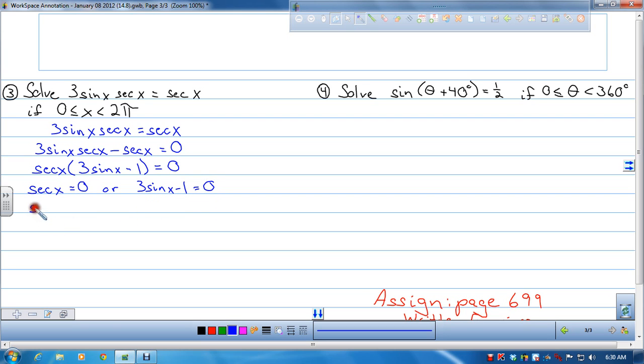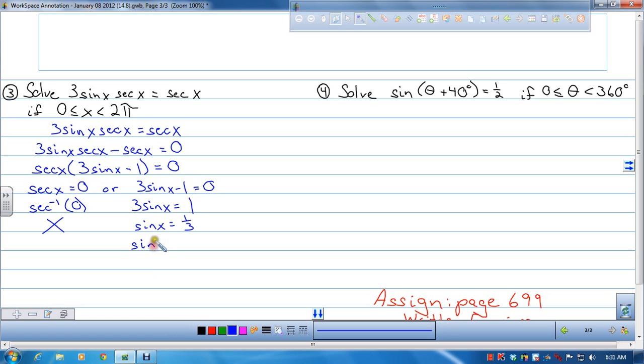Alright. Do the inverse secant in order to find out what x equals, and you realize that that does not give you an answer. So that would be no solution there, so there's no way that would equal 0. Go over here and solve this one. 3 sine of x would equal 1, because I'd add 1 to both sides. Sine x would equal 1/3, because I would divide both sides by 3.